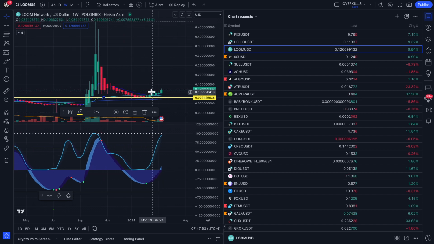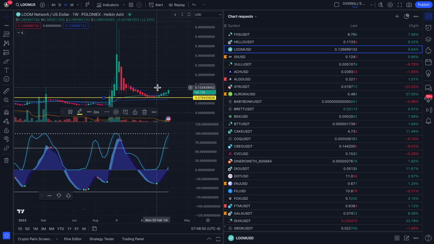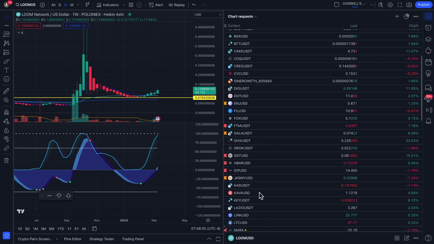Okay, and then it pulled back. Where are we at? Into the 50. Okay, now we're taking off. I like Loom here. I do like it. Not on Coinbase, but again, sitting right on the 50. Just now taking off the 50. A lot of meat on that bone back to where it was.